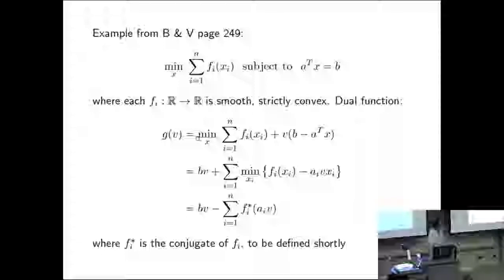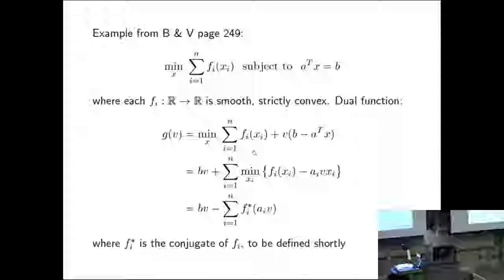The dual function is given by minimizing the Lagrangian, right? And we have one equality constraint, so we have one dual variable v. It's unconstrained because it's an equality constraint. So I'm going to add v times (b minus a transpose x) to the criterion, and I'm going to minimize that over all x. That's the dual function, the minimum of the Lagrangian. And okay, this bv is a constant.